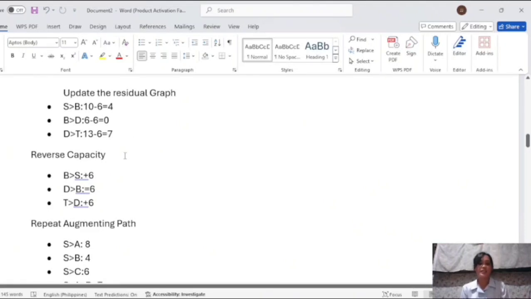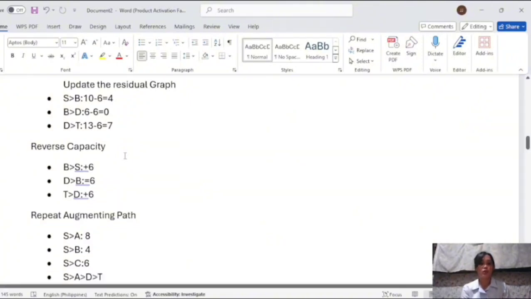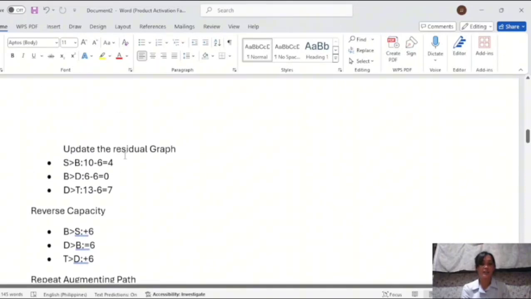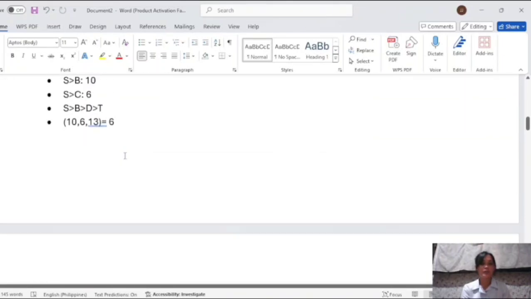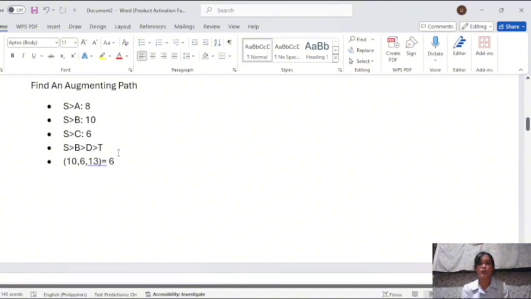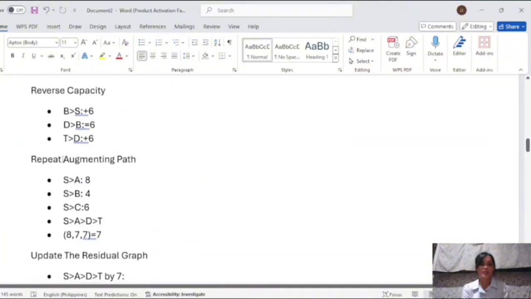So we revise the capacity for the possible flow of backtracking, so we add the augmenting path value, which is 6. So B to S has its capacity increased by 6, and D to B is increased by 6, and also T to D is increased by 6.